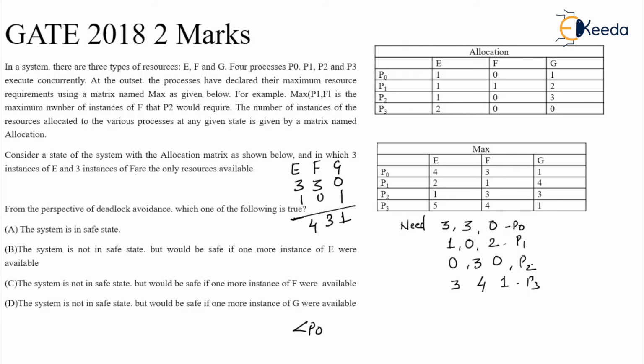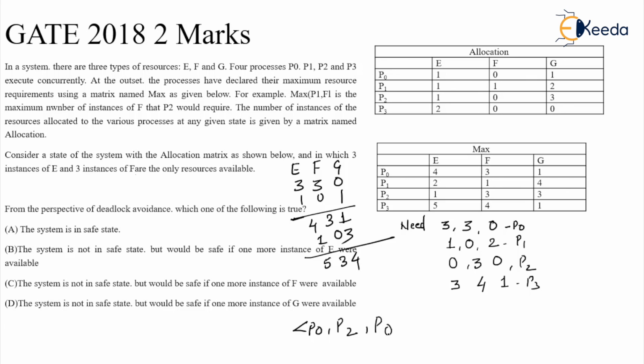Which request can be satisfied? I think we can go with P2 here. Okay, with 4 3 1, P2 needs 0 3 0, so it is definitely satisfied. P2 is holding 1 0 3, so now it will release it, and that will become 5 3 4. With 5 3 4, I can satisfy only P0 in this case.